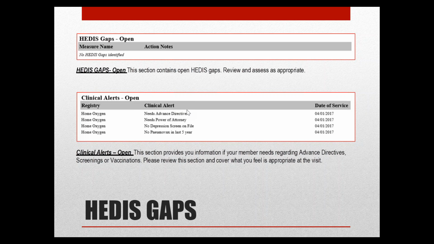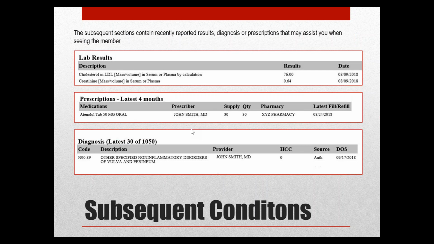This person didn't have any gaps, but they did have some clinical alerts, so we want to make sure we document if they had an advance directive or power of attorney. Depression screen, if it's not on file, and no Pneumovax in the last 5 years, then you want to do those things. Again, these are just showing in this patient some of the diagnoses that have been coded by other providers and some of the lab results.